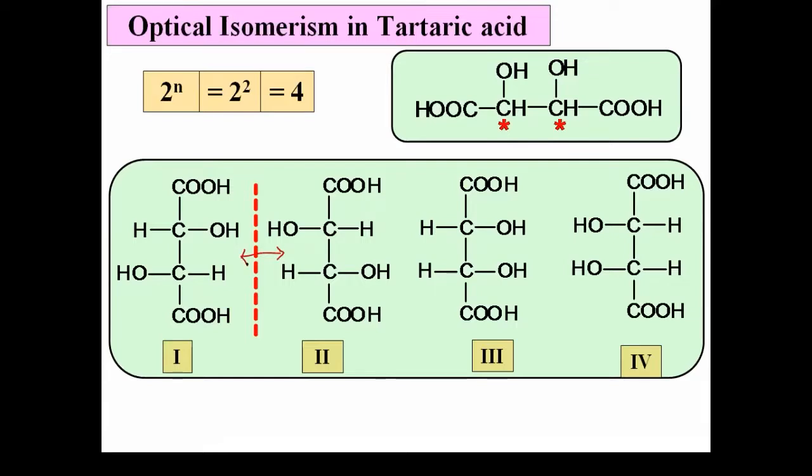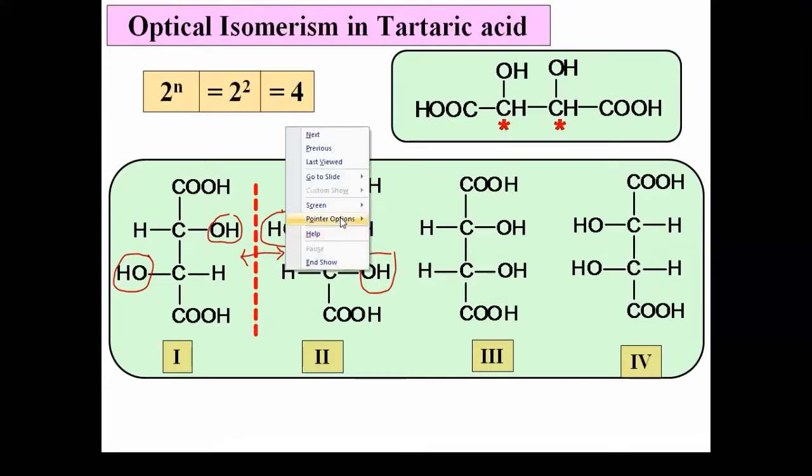Yes, they are mirror images of each other. Because suppose we look at the upper OH here. It is at the front, and in the mirror it also appears at the front. Suppose this OH is on the back side, then here also that OH is on the back side. This means the first and second are mirror images of each other. And suppose we pick up one image and try to match it on the other, they do not match with each other. Thus, the first and second are non-superimposable mirror images of each other.